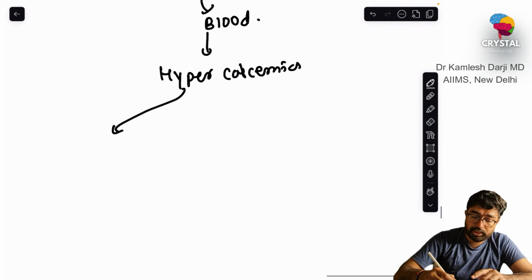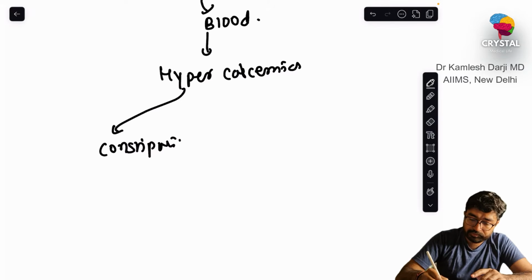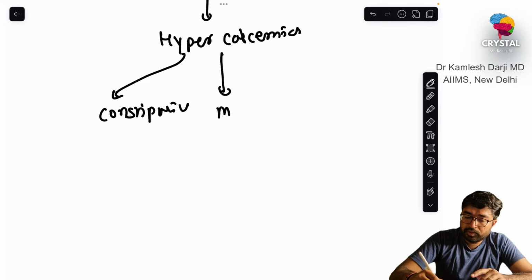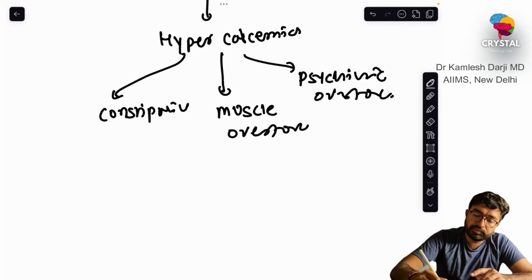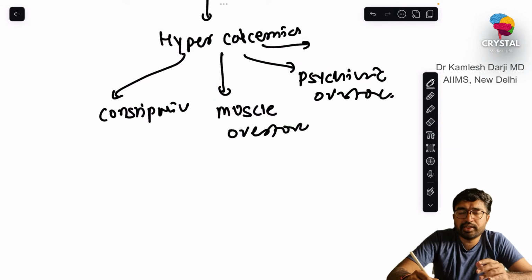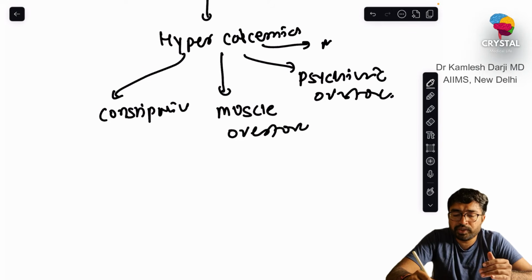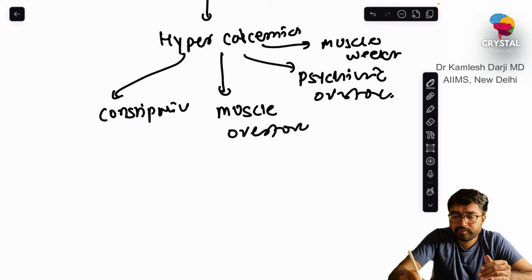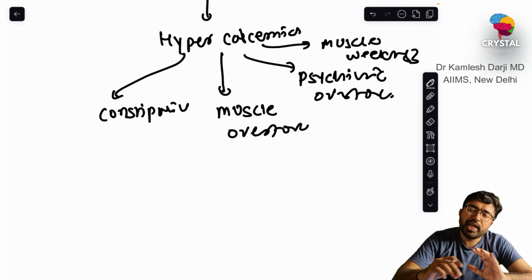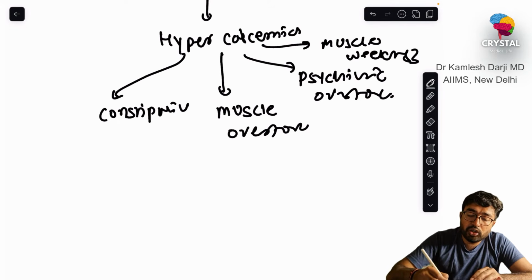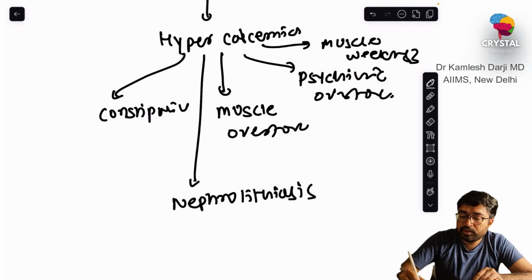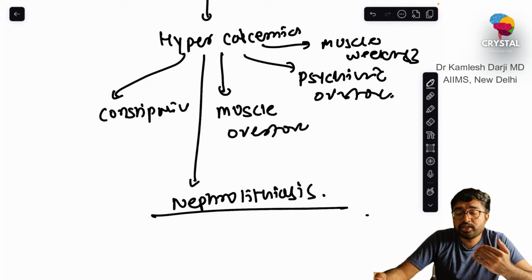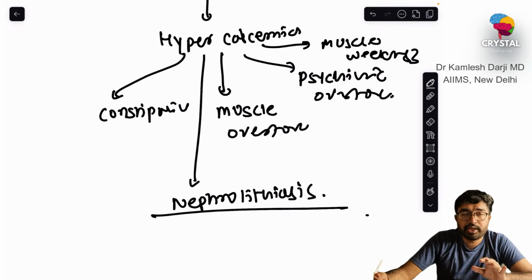Hypercalcemia causes constipation, muscle overtone, psychiatric overtone, and musculoskeletal abnormality or muscle weakness, nausea, vomiting, dizziness, everything is related to the hypercalcemia. Also it will cause nephrolithiasis. So additional renal damage occurs due to the hypercalcemia.